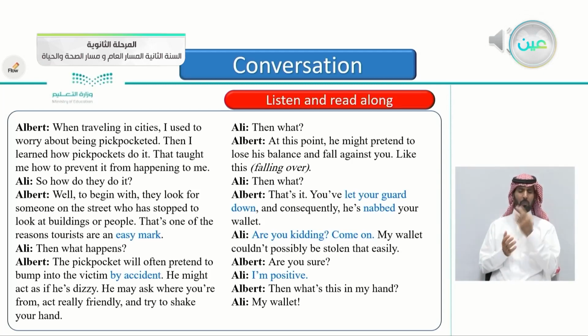Then what happens? The pickpocket will often pretend to bump into the victim by accident. He might act as if he's dizzy. He may ask you where you're from, act really friendly, and try to shake your hand. Then what? At this point, he might pretend to lose his balance and fall against you. Like this. Then what? That's it. You've let your guard down, and consequently, he's nabbed your wallet.